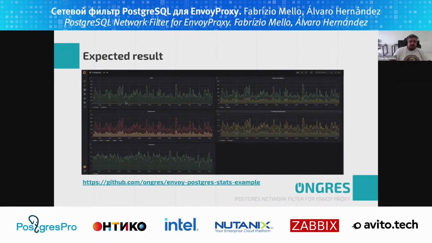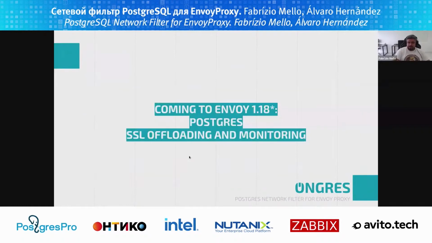Here we have some examples for transactions per second, backend reads and writes, frontend and backend messages, number of statements, drilling down to insert, select, update, all DML operations, and of course number of sessions per second. All right, so this is what is available right now. Just go download Envoy 1.17. That's the latest version. You'll be able to use all this.